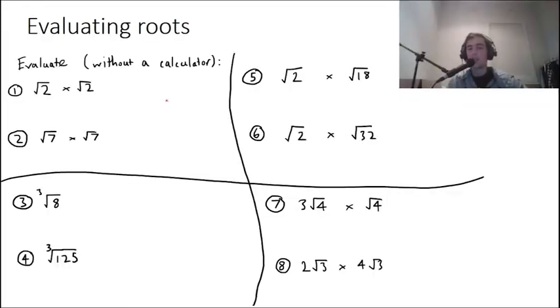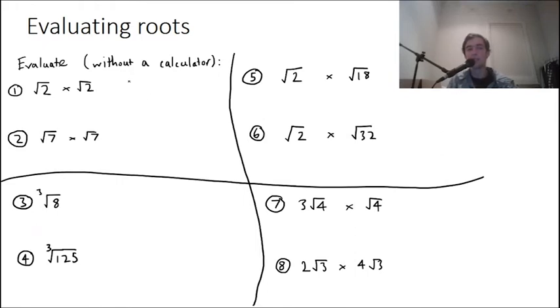Okay, in this video I'm going to take off my headphones and show you some tricks for evaluating roots. Evaluating means finding out the answer. So we're going to have a single number at the end of all of these.